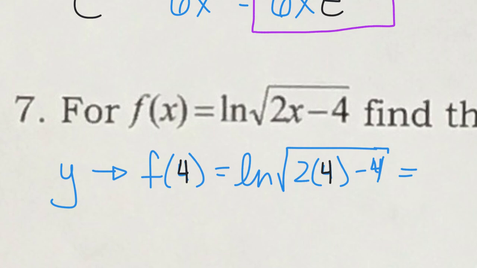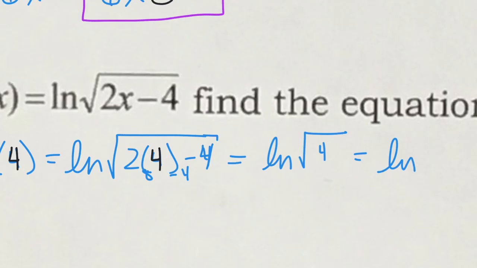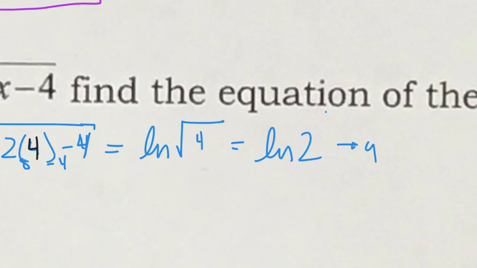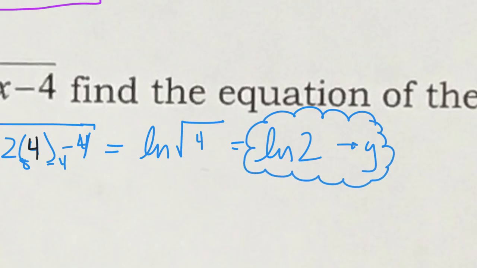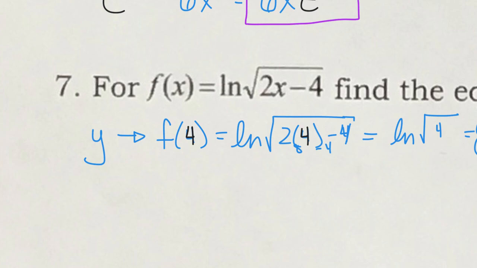So if we want to know what the y value is, and we need the y value to write the equation of our line, we just plug it right in there. So this becomes the natural log of the square root of 8 minus 4, which is 4. Then the square root of 4 is 2. So our y value for our equation is the natural log of 2.